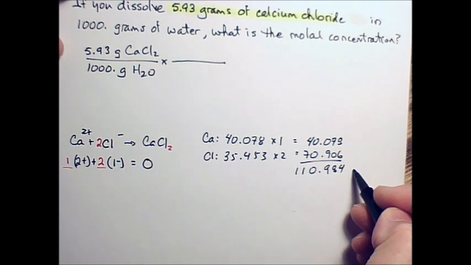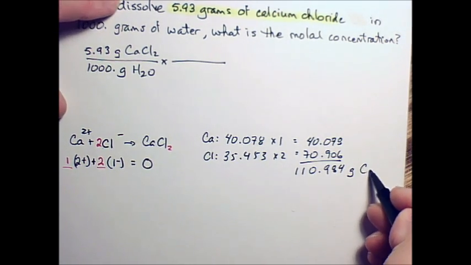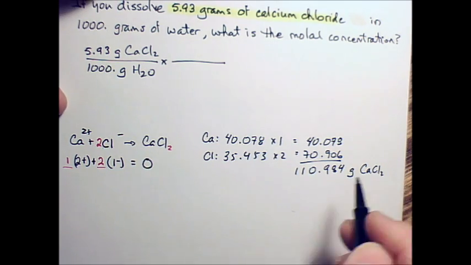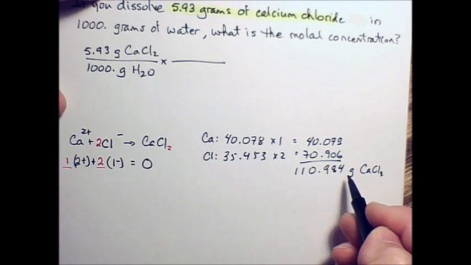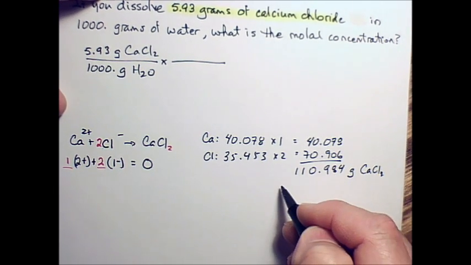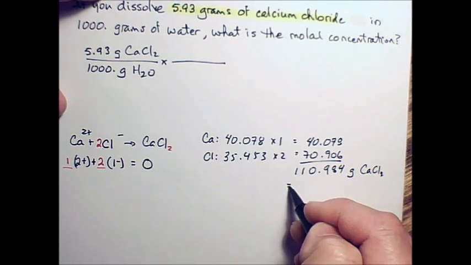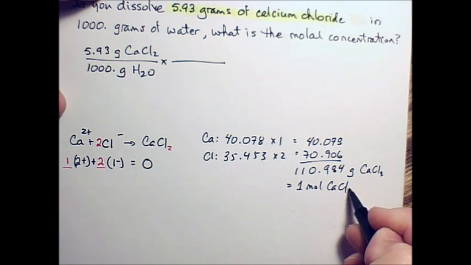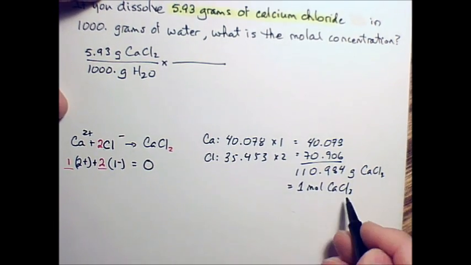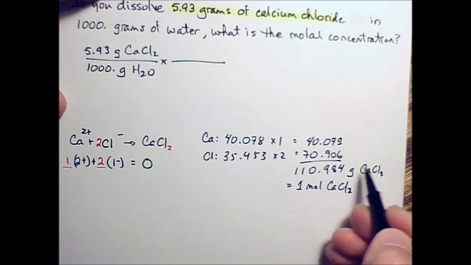All you got to do is go ahead and write down that this is grams of calcium chloride. Now it's very important that you write this. Okay, you want to make sure you write down that this amount is grams of calcium chloride, and that you write down that it's equal to 1 mole of calcium chloride. Okay, what we're doing now is writing what's called an equality statement.